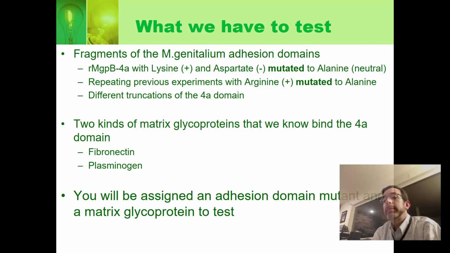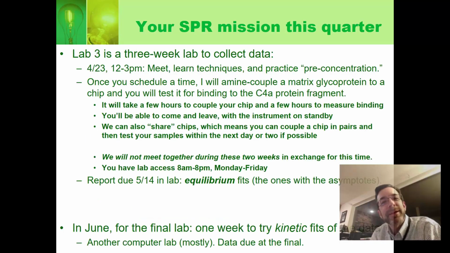So we have all these fragments to test. We know that they bind two types of matrix glycoproteins, fibronectin and plasminogen. And so I'm going to give you a chip with either fibronectin or plasminogen on it, and you're going to inject 4A domain versions or mutants over that, and you're going to see how far the response goes up. That will be real data that we can actually use. So I don't know exactly what you're going to find either, but we're going to run enough controls that we'll be sure that whatever you're seeing, that it's real.